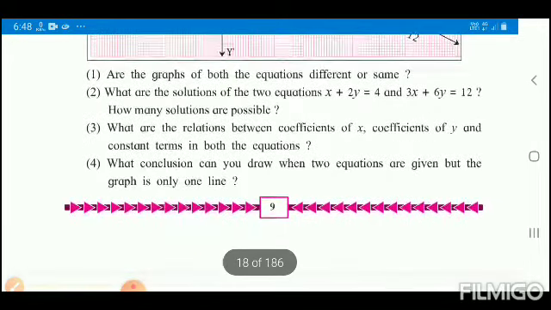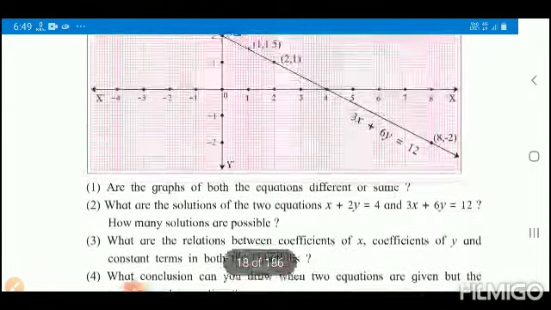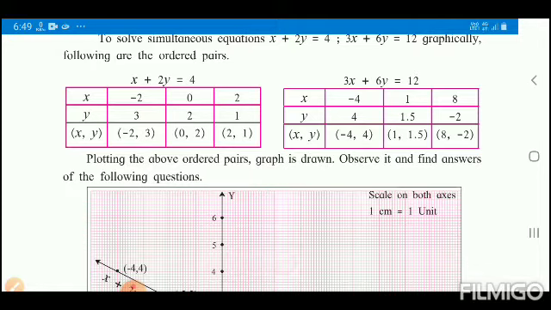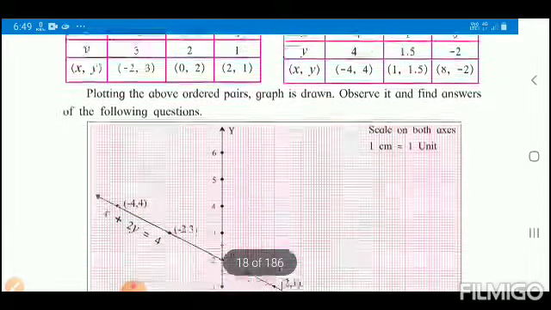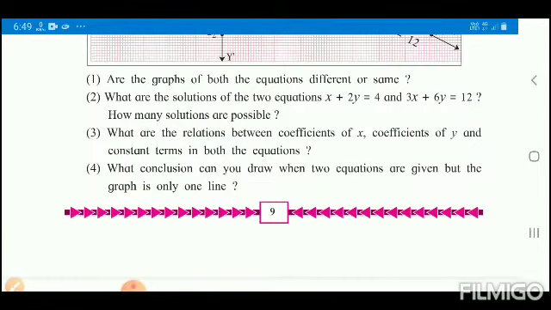Okay. Now we will see the third question. What are the relations between the coefficients of x, coefficients of y and constant terms in both the equations? Okay. The ratio of the coefficients of x is how much? 1 upon 3. And y's ratio also comes 1 upon 3. So the ratios are also constant. What conclusion can you draw when two equations are given but the graph is only one line?